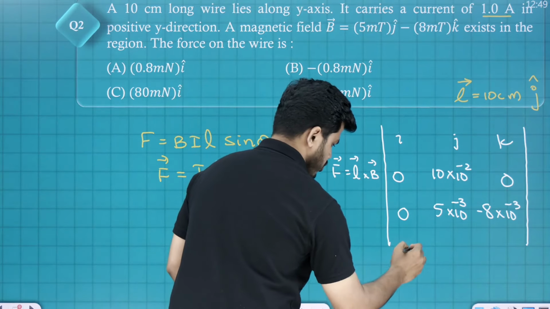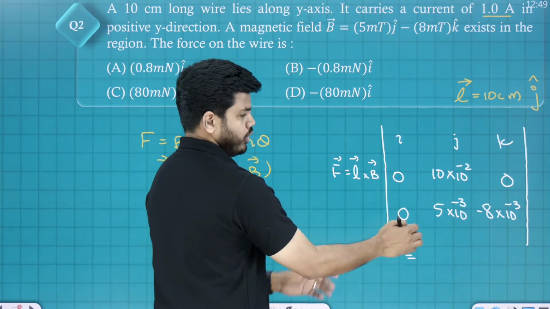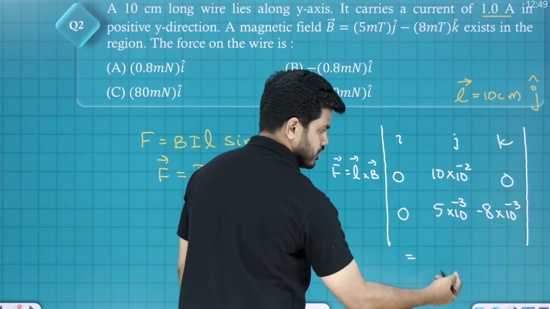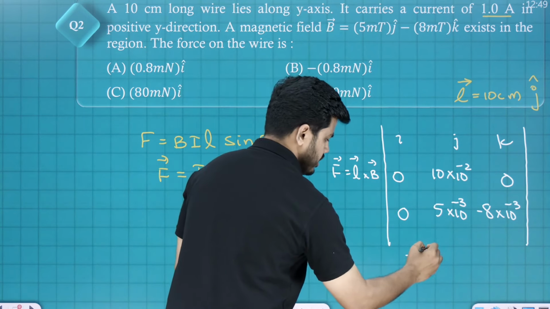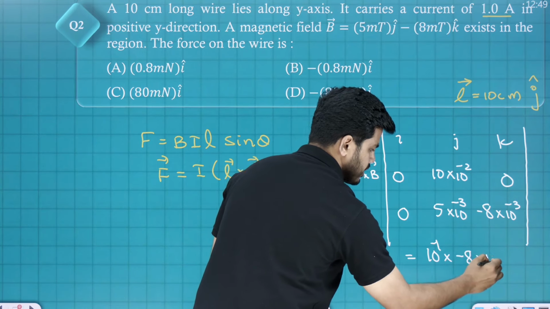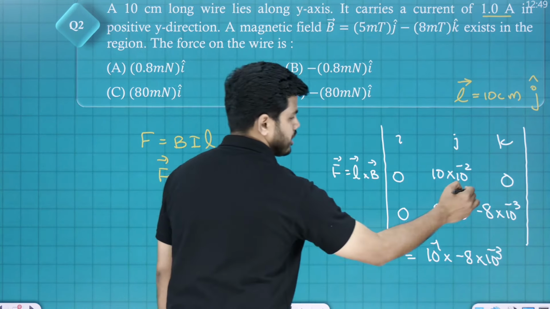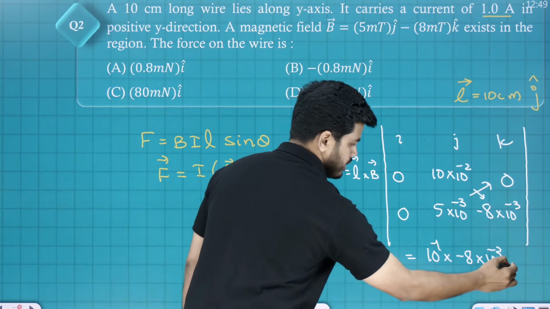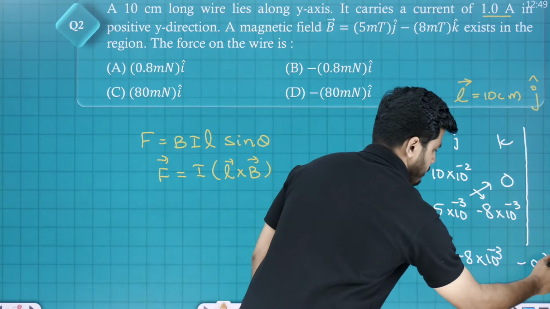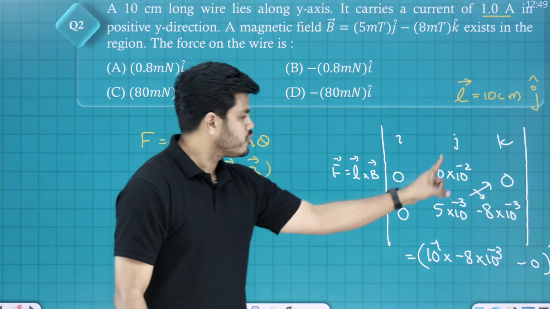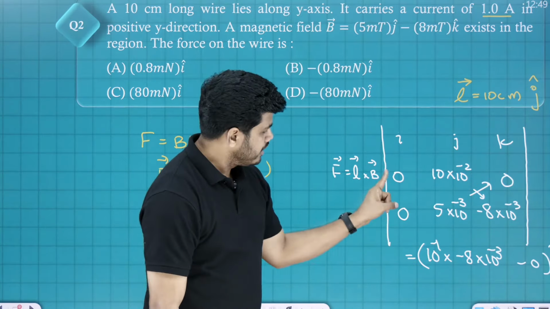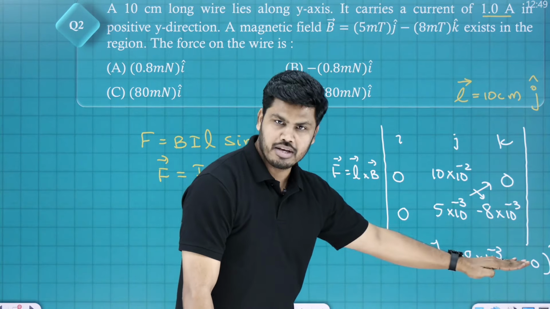Now just go for L cross B. What is the result? For I cap, we have minus 10 into 10 raised to minus 2, which is 10 raised to minus 1, so 10 raised to minus 1 into minus 8 into 10 raised to minus 3. Correct? Because we multiply these two and subtract the other, minus 0. Now what about J cap? When you go for J cap, 0 minus 0. When you go for K cap, again 0 minus 0. So only I cap exists in our calculation.